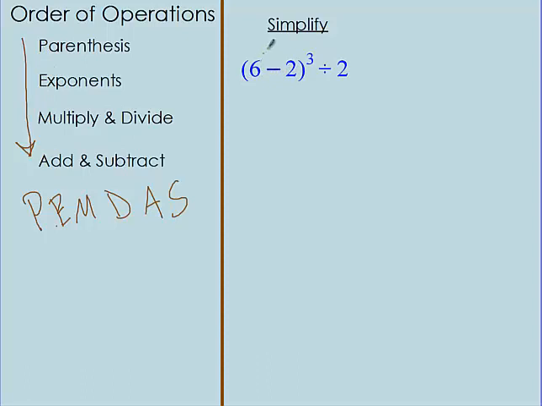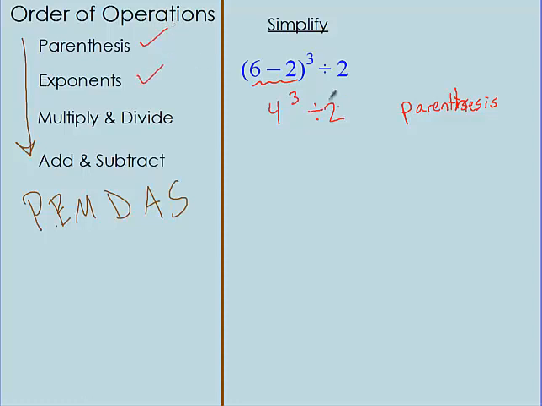So let's take this example here. Let's simplify it. Order of operations says that I must do the parentheses first. And this 6 minus 2 is in parentheses. So 6 minus 2 is going to be 4. I'm going to write 4, and this will change to 4 cubed divided by 2. And what did I do first? I did parentheses. So I'm writing down what I did on the side. Parentheses.